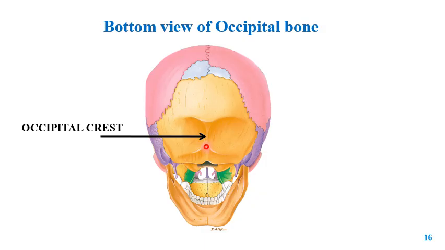So looking from under, you're going to see a bit of a landmark here that is called occipital crest. So occipital bone, looking from underneath, you're gonna have this division that is the crest, the occipital crest. Here you see your lambdoid suture, lambdoidal suture.